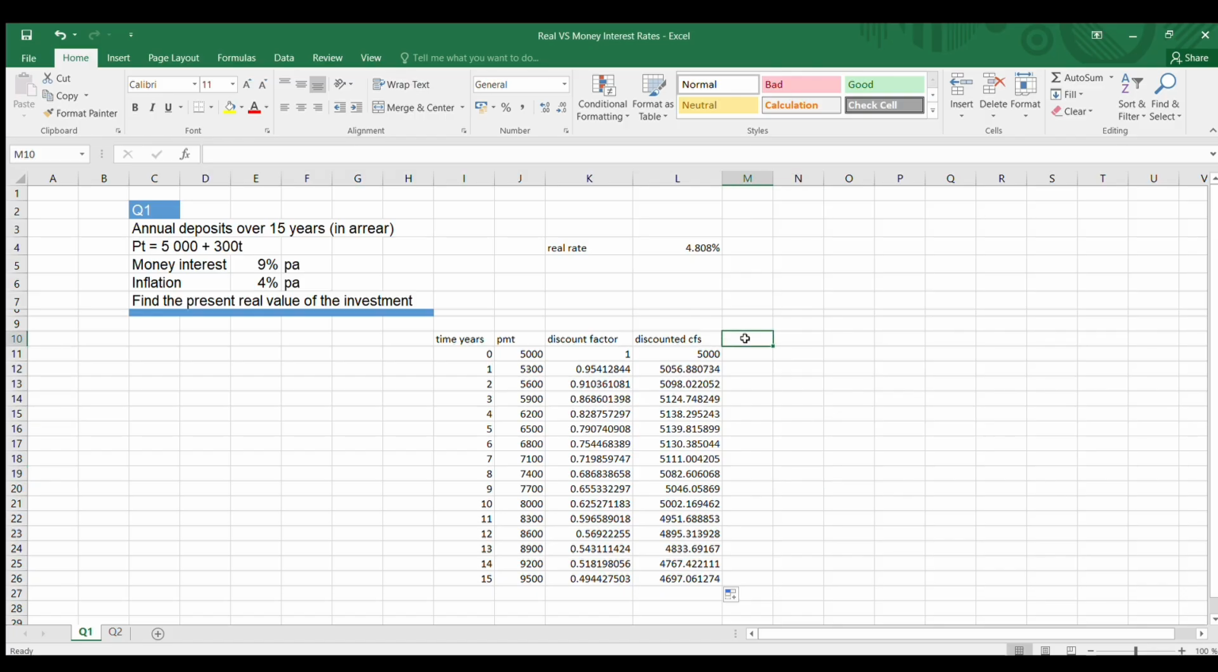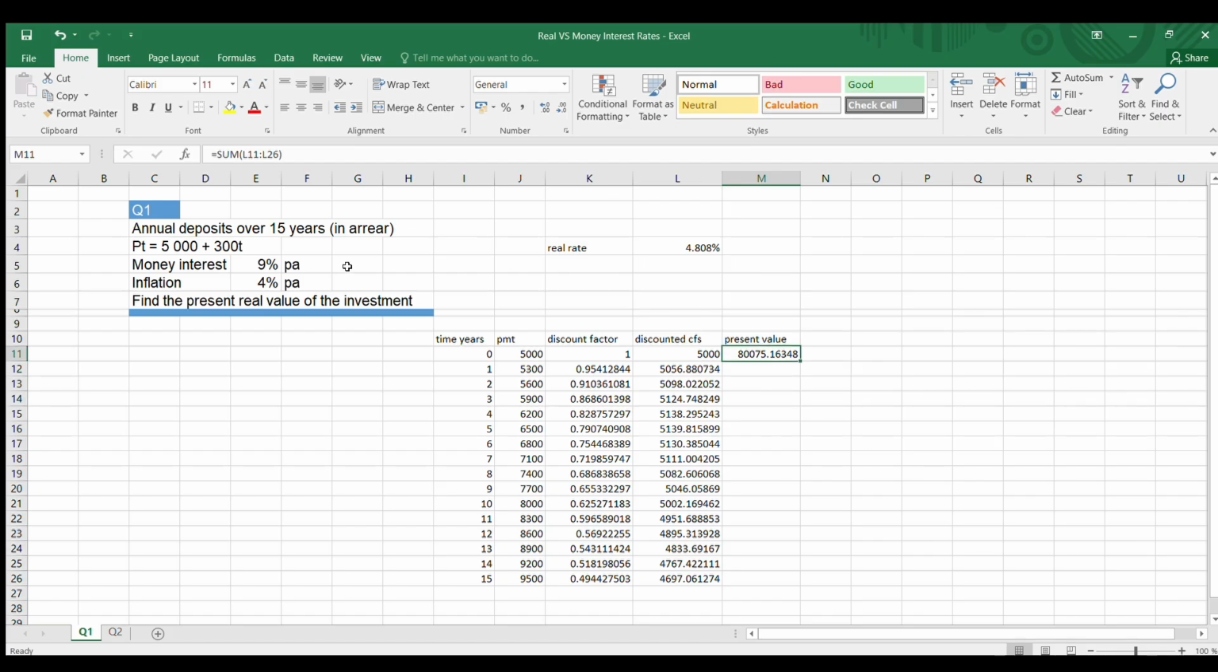And now in order for us to find the total real value, all we need to do is have a column for our present value, right? And then after that, we just sum everything up. So in this case, I'm going to say equals sum, and I'm going to highlight all of my constituent cash flows, and I'm going to press enter. And now this is the present real value of the investment.